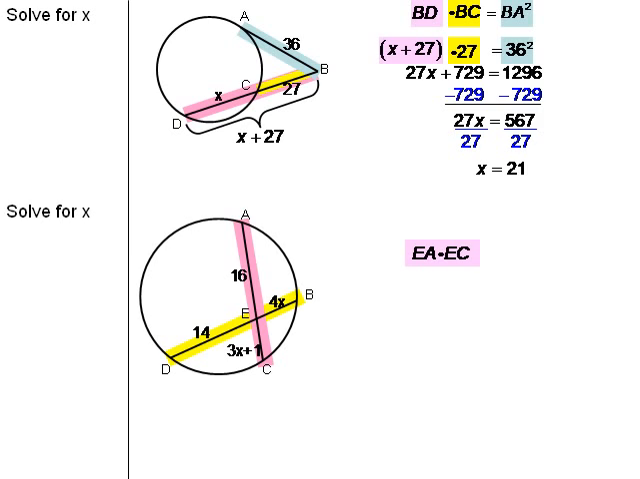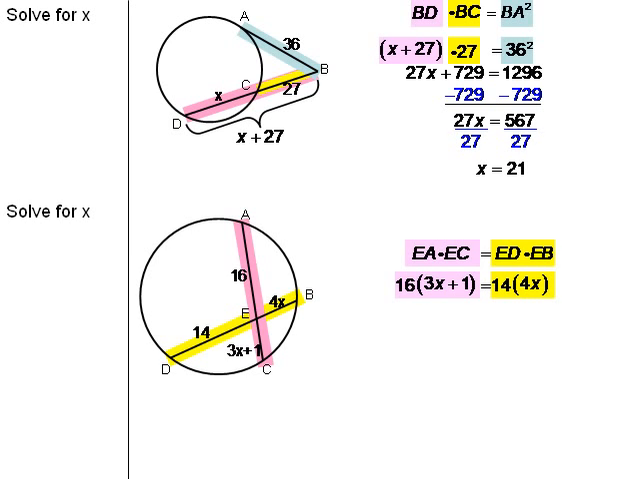Equals the two pieces on the other leg. Again, start from your intersection point and go with ED times EB, intersection towards the edge of the circle. EA is worth 16, EC is 3x plus 1, ED is 14, and EB is 4x.